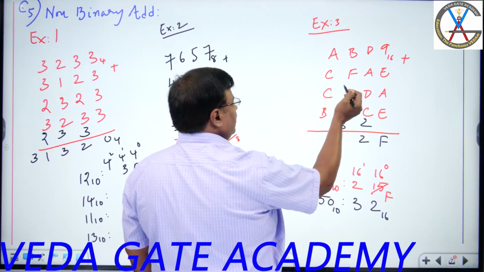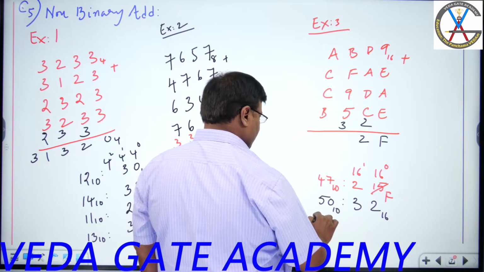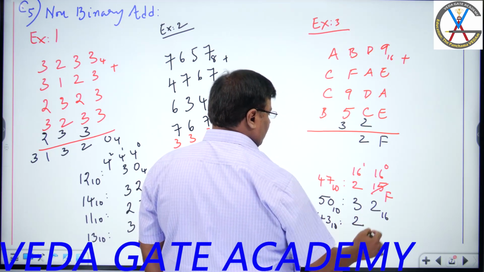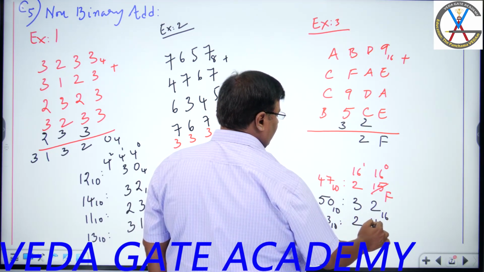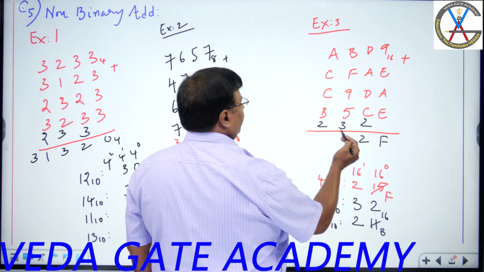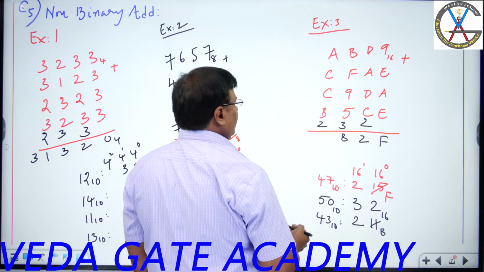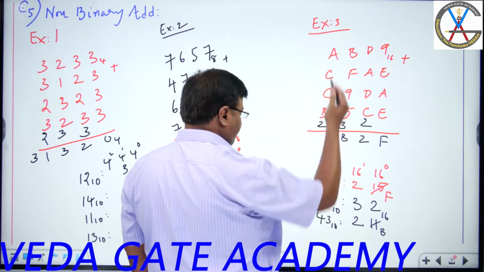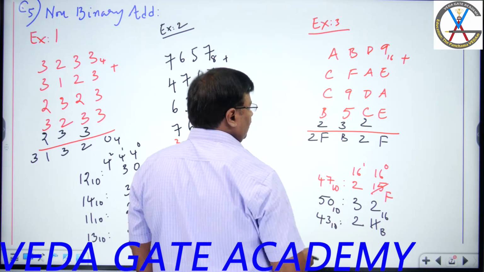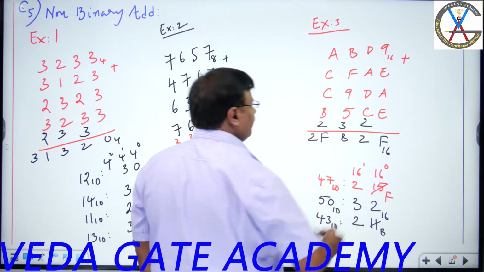8 plus 9, 17. Plus 15, 32. Plus 11, 43. 2 into 16, 32, 11 remainder. 11 is B. So 2B. B plus 2, 13. Plus 12, 25. Plus 12, 37. Plus 10, 47. 47 is 2F, as already found. So the answer is 2F 3 2 2B 2F base 16.